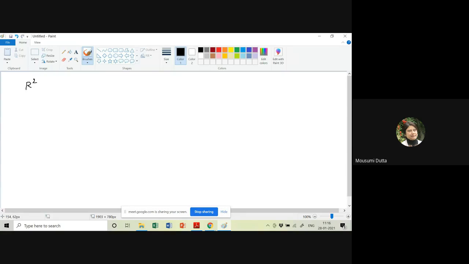R square is the squared simple correlation between y and y hat. Multiple R square they are giving. However, you need to prove this R square is a simple correlation between y and the estimated value of y, where y hat is equal to x. Okay, so could you do this thing?